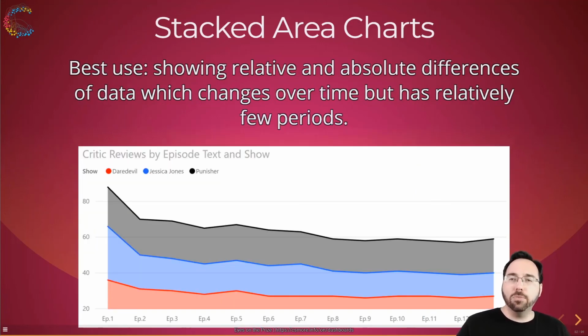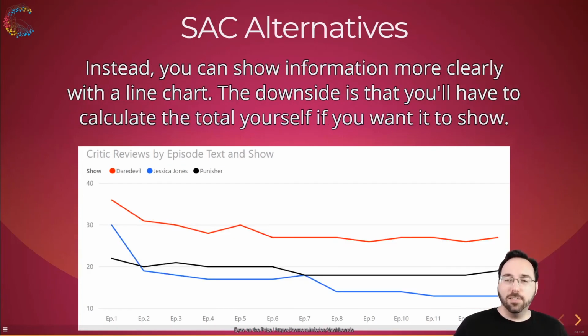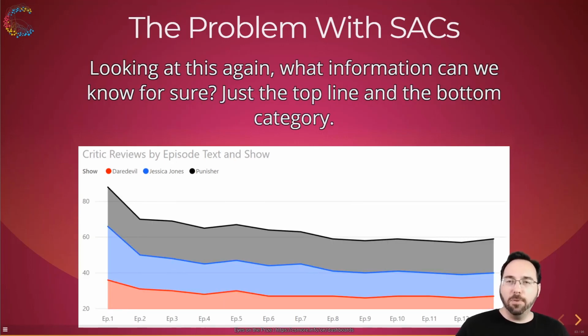Stacked area charts will show you two things with certainty. Number one, what is the total value of all things? Number two, what is the value of this thing? Everything else in between, hard to tell. If you need to know those in-between values, it's actually better just to show the lines themselves. So that way you can see how each thing operates independently, as opposed to seeing how they combine together.